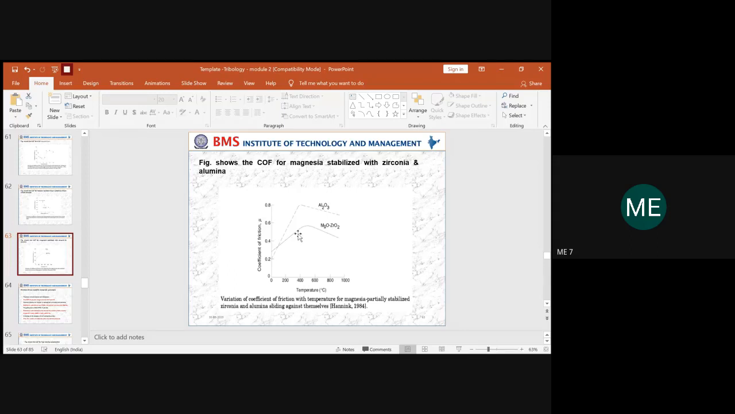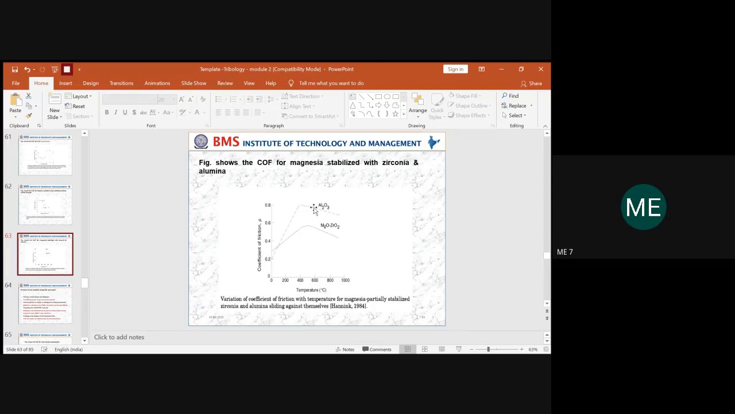Next, for magnesium oxide and zirconium oxide, a combination of non-metallic oxides, we can see the initial coefficient of friction was more than that of aluminum oxide, and it increased and reached a peak value at 500 degrees Celsius, and then it reduced. That shows that the phase transition for the magnesium and zirconium oxide components is higher than that of aluminum oxide. And due to this difference in phase transition, you will get a difference in the variation of the coefficient of friction also.